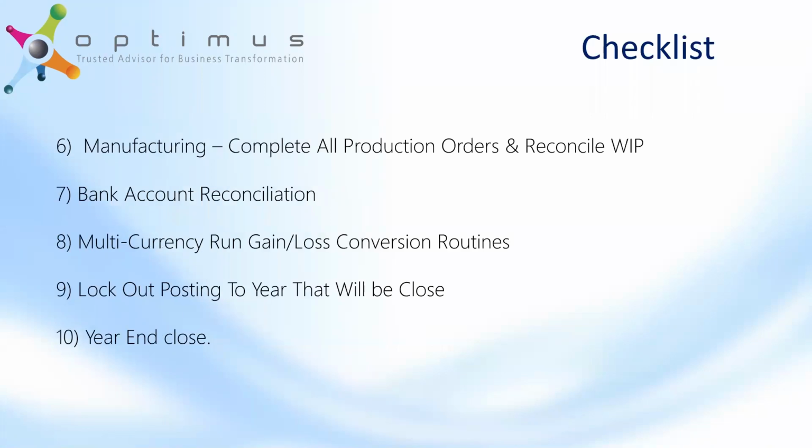Now, manufacturing, it's all about completing your production orders and reconciling your work in progress. So you still need a value of that part. Number 7, bank account reconciliation. Reconcile each bank account using the bank reconciliation module. Basically, you compare your book values to the chart of accounts. That's basically the idea.